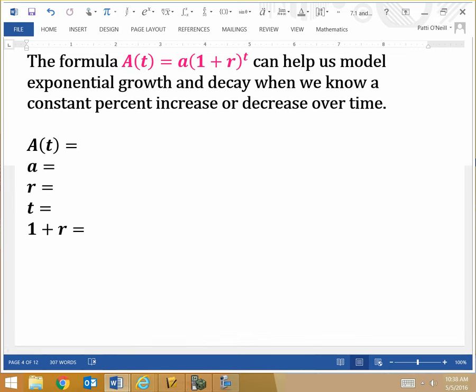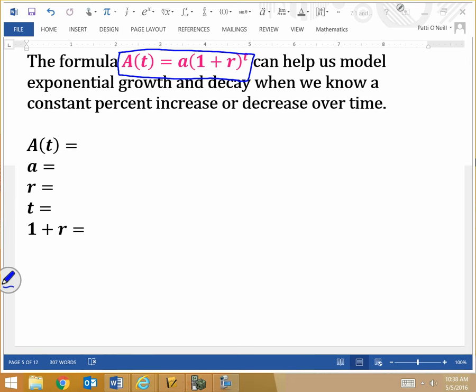This next slide is going to give you a variation of the exponential formula. And this formula that I'm going to give you is A of t equals a times the quantity of 1 plus r to the t. Exponential functions often model a lot of real-world situations, things like population growth, half-life in science class. You may have talked about half-life in biology.